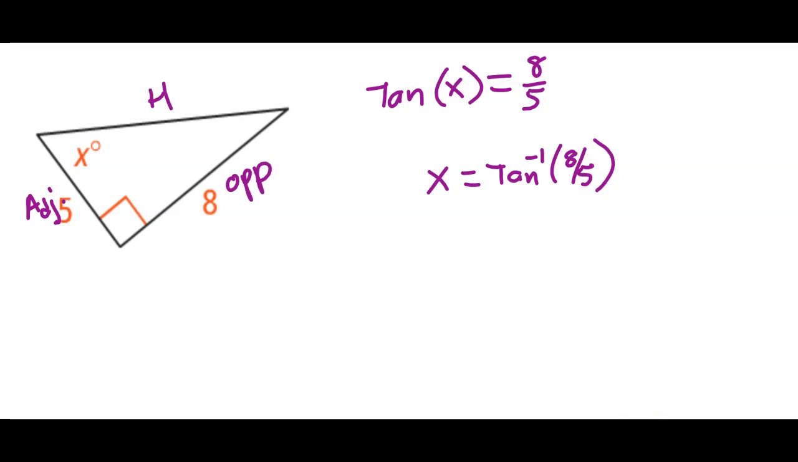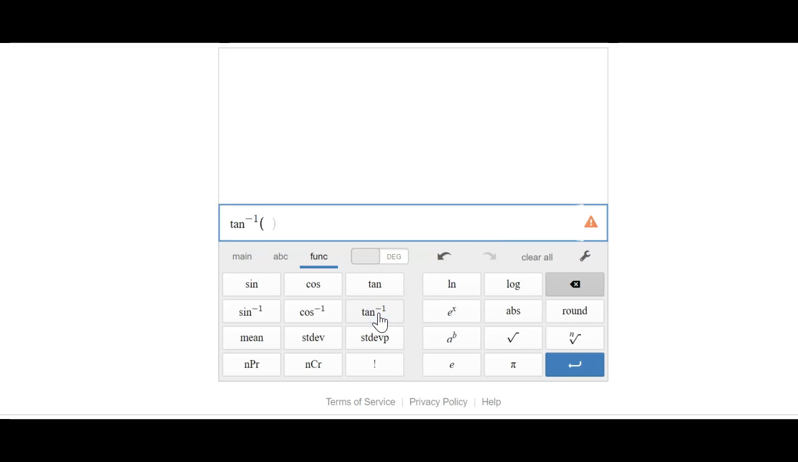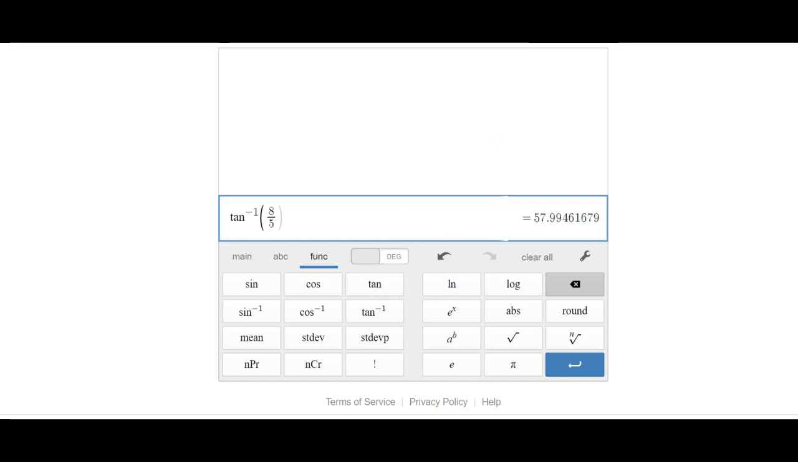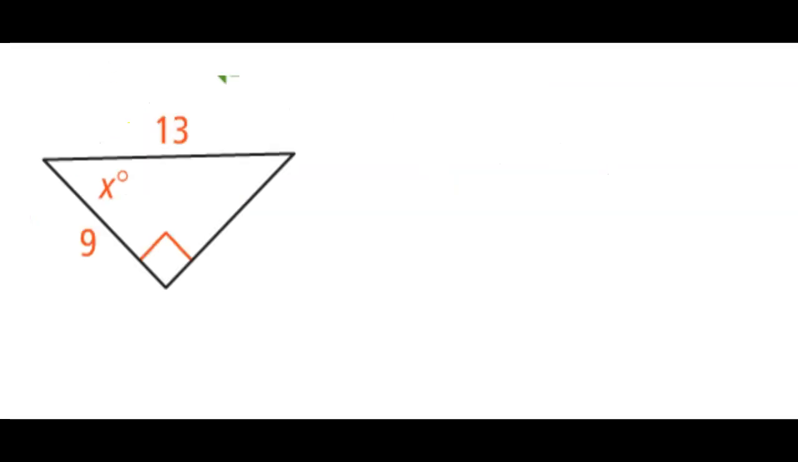Let's punch that into our calculator. Tan inverse of 8 divided by 5, that equals 57.99. We'll say it's 58. So 58 degrees is my answer. Try that one out.